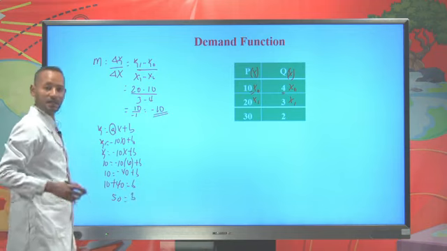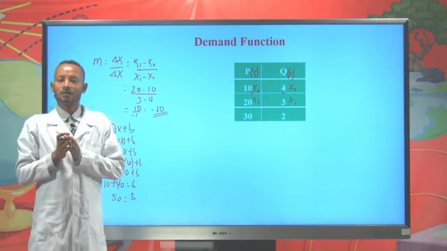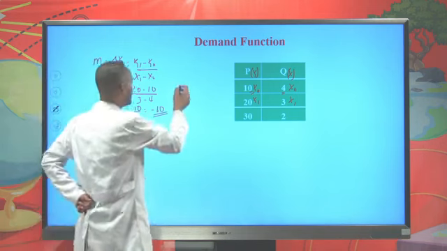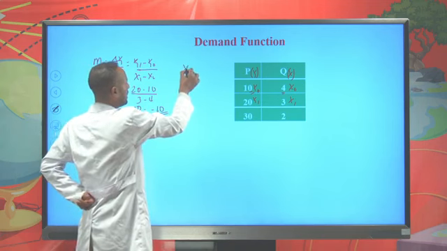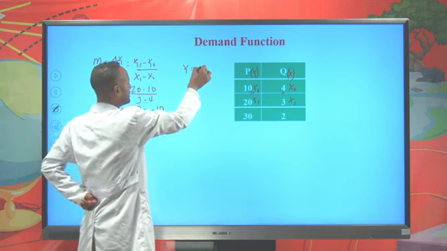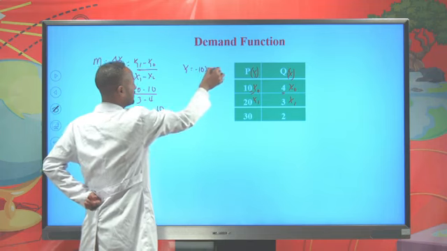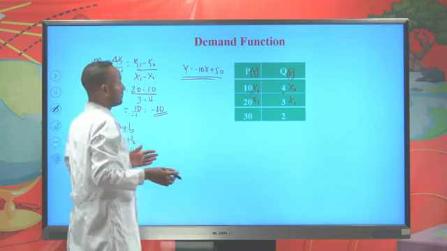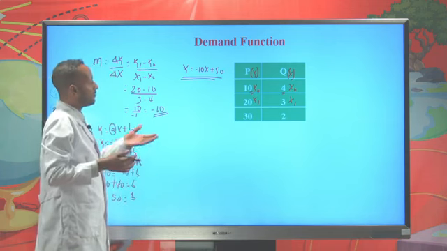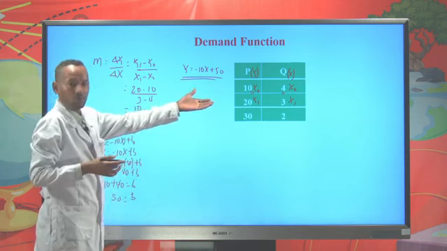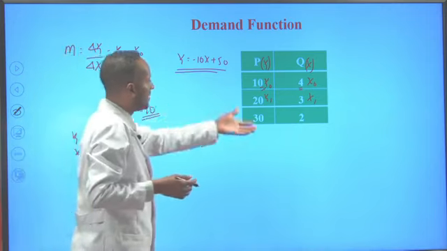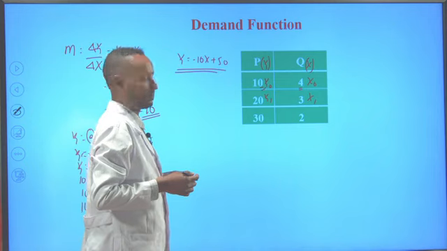Now, we have the y-intercept. We have the slope. So, we can construct the equation. The equation is y equals minus 10x plus 50. This is the equation for the normal information presented in this form, with the value of y given in this form and the value of x given in this form.